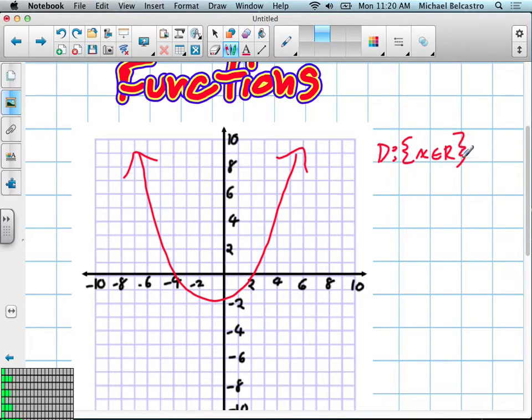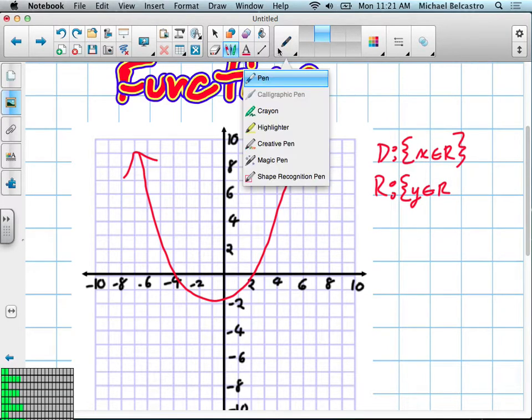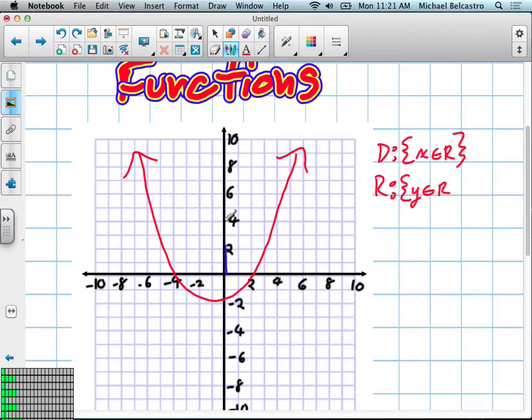X goes to the left and to the right forever. Our range is a little different. We start range with y ∈ R because again, y touches all of these values here, but I got to put a parameter on this. What is the lowest point of y? Let's just assume it touches here, -2. y does not go below -2, but it does continue up forever. So I would have something like this. y is greater than -2. And this is the set notation for this function here.